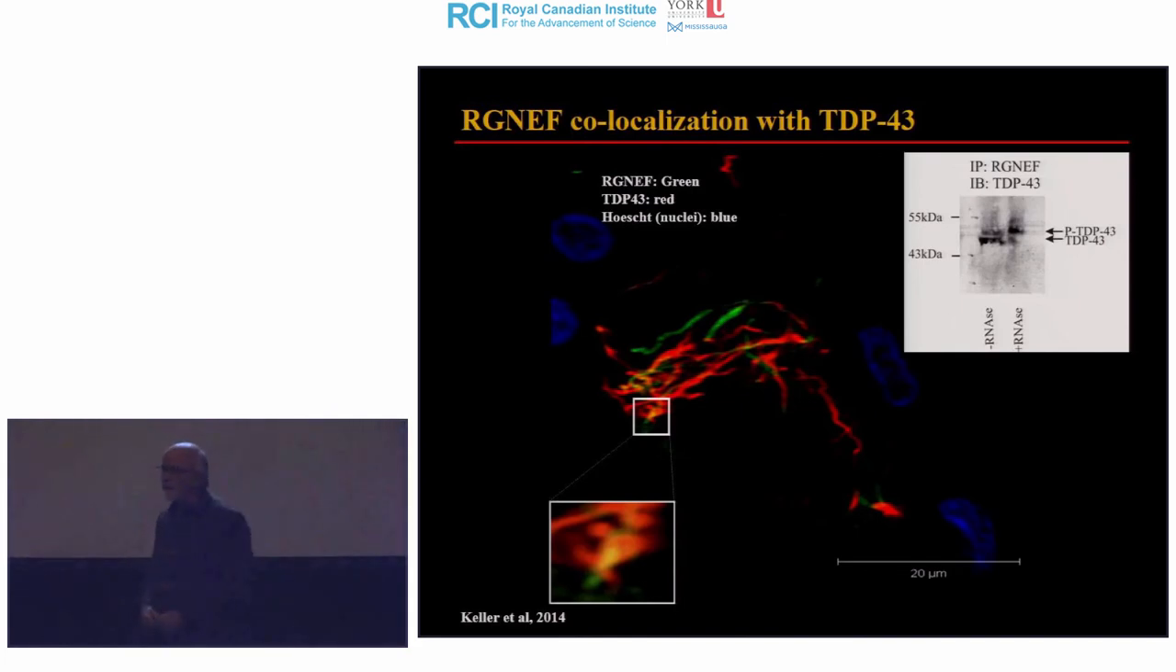Let's move on to RGNEF and TDP43. Okay? So I've got two of my guys over there. They must be interrelating, because look at this. Here I've done TDP43 at the same time in the same cell, asking the question, are they both there abnormally? And here we see these structures. This is a motor neuron. And you can see green, again, is my RGNEF. The red is my TDP43.